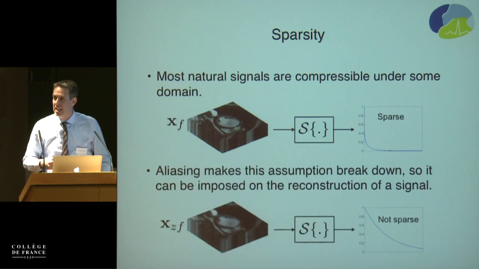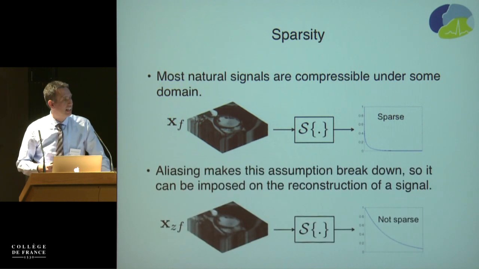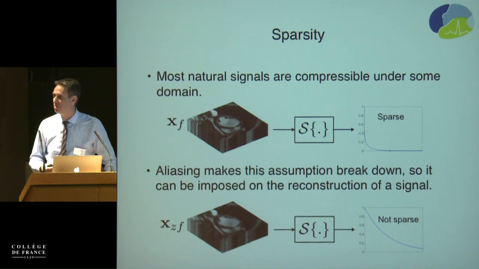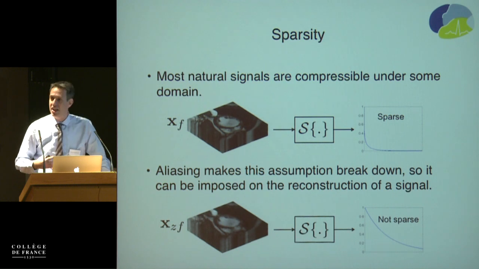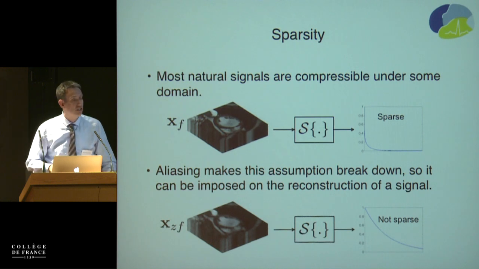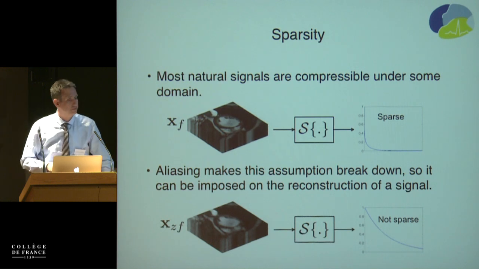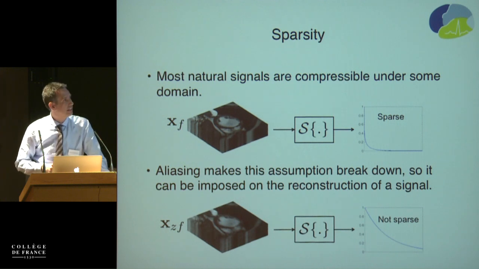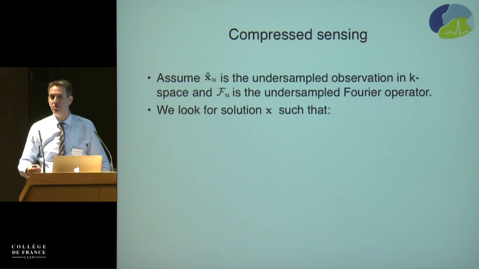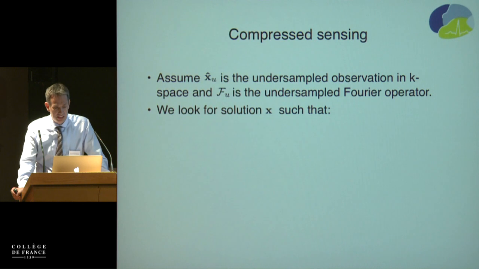On the other hand, if I have aliasing in my data, it turns out it becomes much harder to compress that signal because the aliasing is very incoherent, and therefore I need quite a lot of information to encode that information. So actually, if I have aliased images, I have a much less sparse representation of the data. So using this basic premise from machine learning and signal processing, I can now formulate a new approach for how I can recover my image. And that's called compressed sensing.